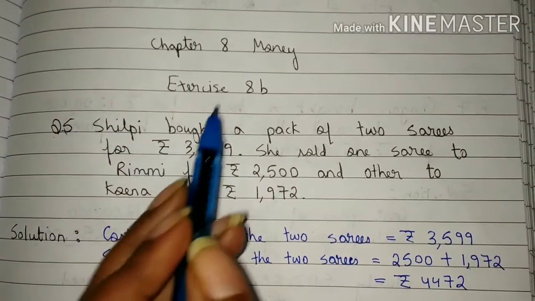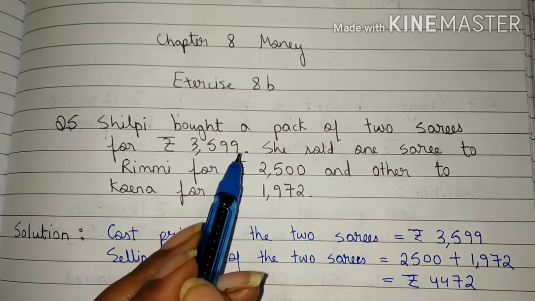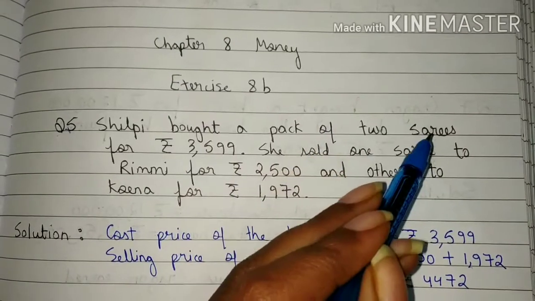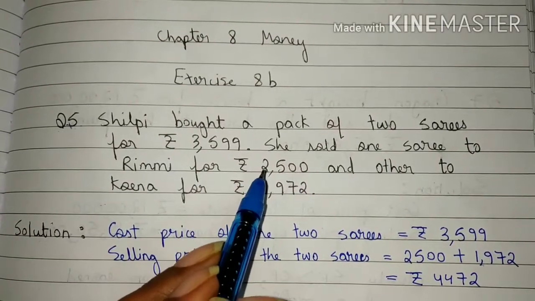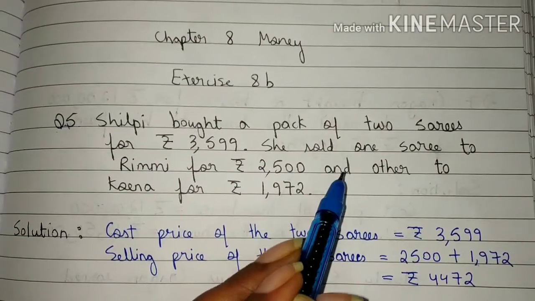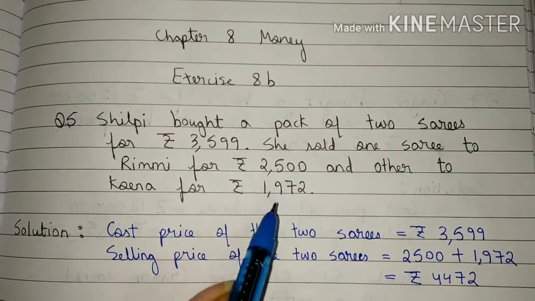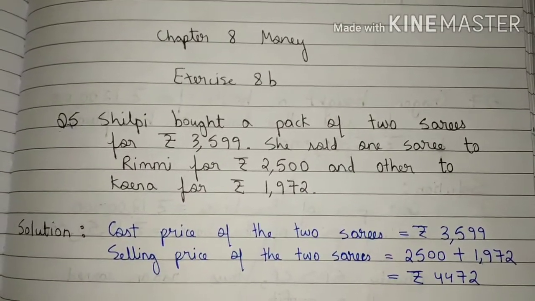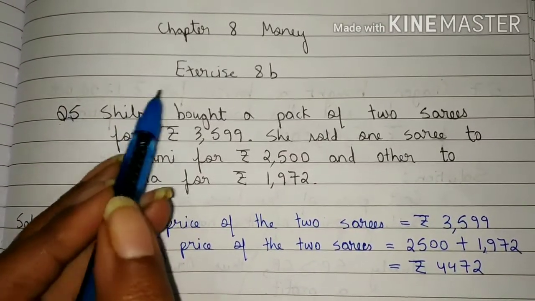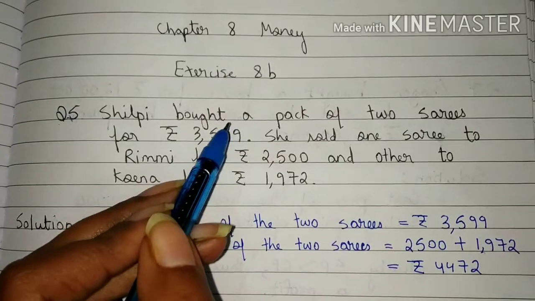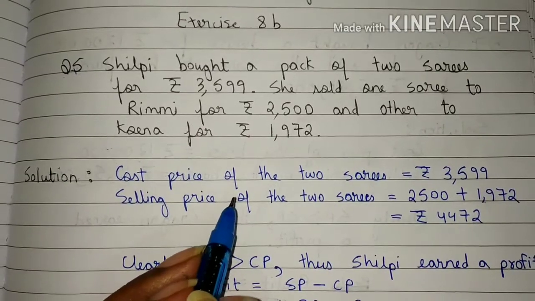Shilpi purchased a pack of 2 sarees for rupees 3599 and after buying it, firstly she sold one saree to Rimi for rupees 2500 and again she sold the other saree to Koina for rupees 1972. Now students, in this statement you have to calculate whether Shilpi earned a profit or suffered a loss. Now come to the solution. First of all, you have to write the statement like this.